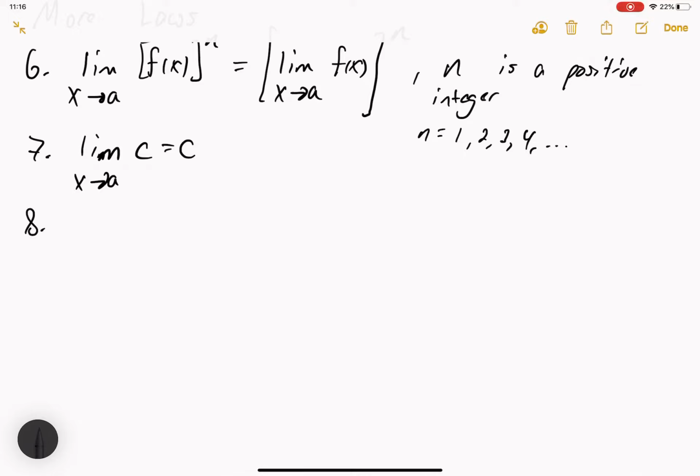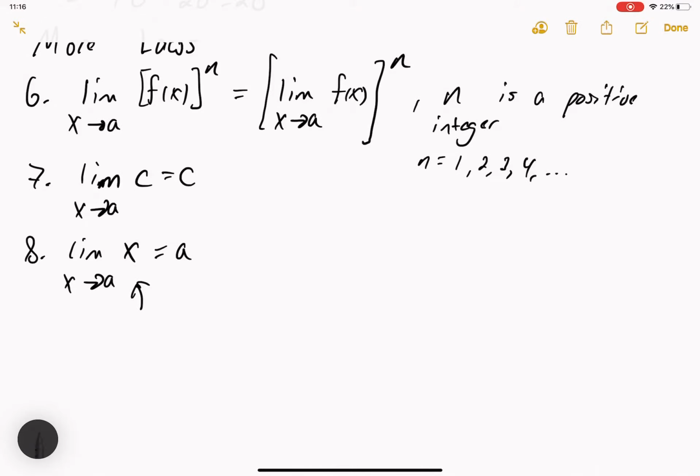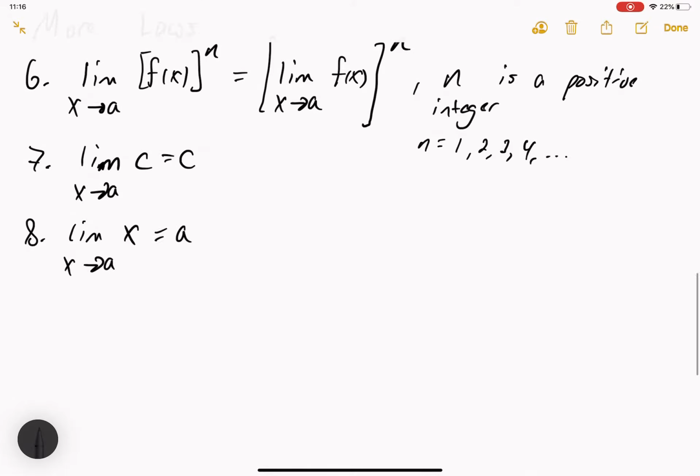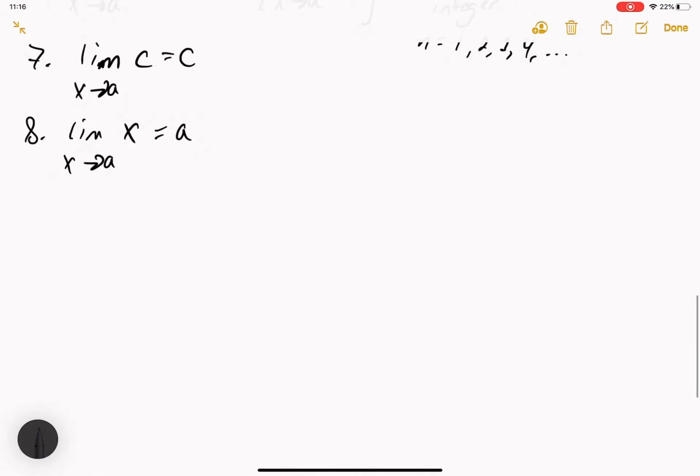And we have 8. This is the limit as x goes to a of x is equal to a. So this right here is really important, because basically what this means is that, if we have just a function x, the way we can evaluate this value is just to plug in the limit. And then we can extend that as we did with 6. If we raise everything to the nth power, we get the nth limit. So now we'll just write that down.